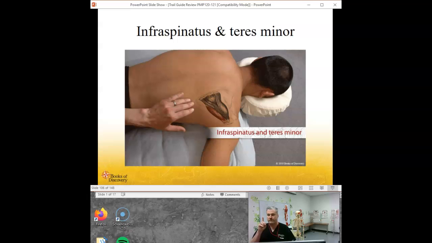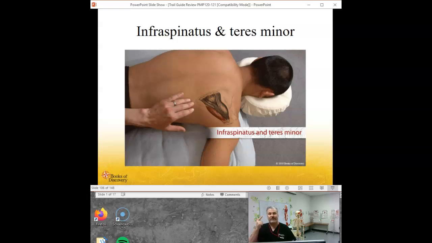Shoot. I don't think that's one. You just said 2 over here. There's 2 on this slide. Infraspinatus, teres minor, teres major. Nope.